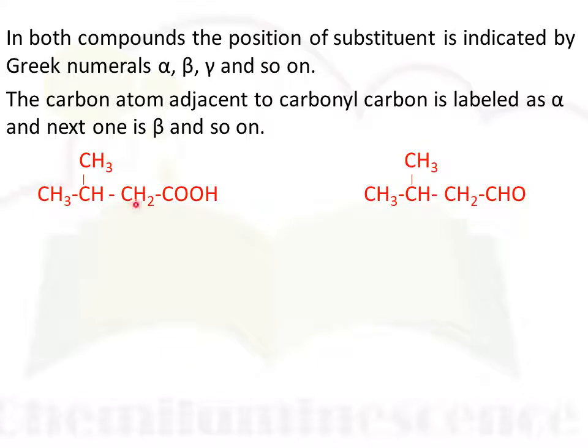If you observe, the carbon which is next to a functional group is the alpha carbon. Then the next one is a beta and the next one is a gamma. In this way, we can label these carbons.